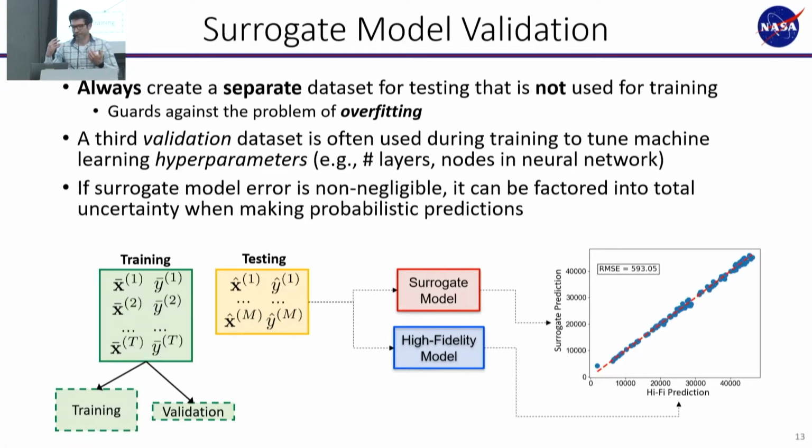Finally, if you've assessed the accuracy, and your errors are non-negligible or maybe a little bit high for your application, depending on what your problem and application is, you can factor these errors into your total uncertainty when you go to do your UQ analysis. So, a simple way to do this would be to look at the empirical distribution of your errors, and you could sample that distribution when you go to make predictions within a UQ framework to take that into account.